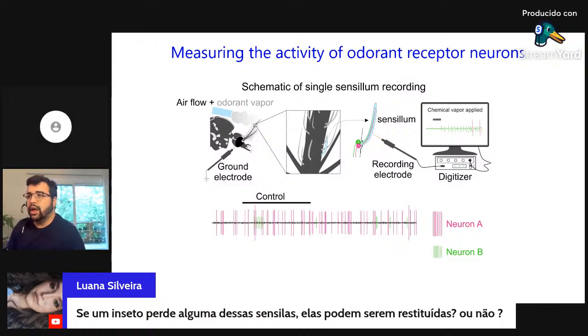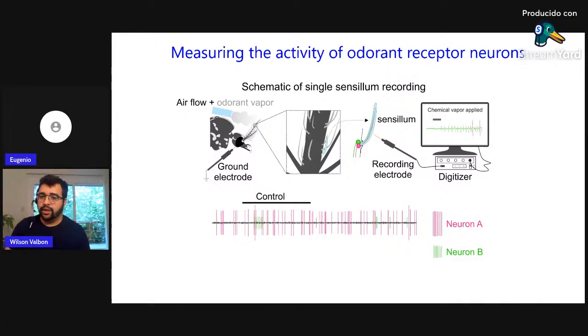Okay, good question. If they lose the sensillum, it's not going to be generated again, but the neuron that expresses in that sensillum is going to be expressed in another sensillum. We have overlap of receptors. It's not going to be a major problem if they lose one single sensillum, but the sensillum can't be generated again. Thank you, Wilson. Thank you, Luana, for the question.